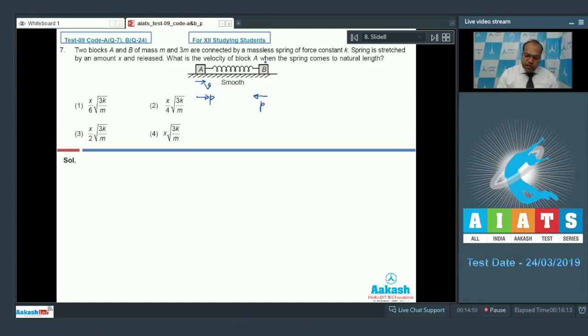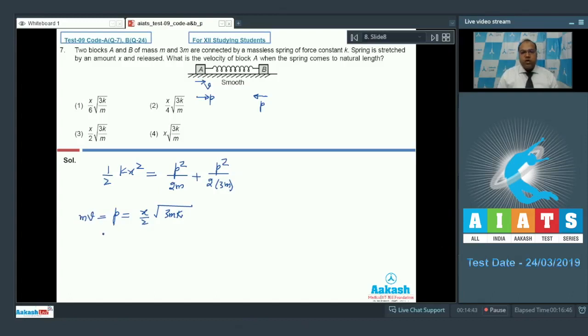So the initial energy stored in the spring is half kx square, and that must be equal to the kinetic energy of the blocks when the spring attains natural length. The kinetic energy of block A can be written as p square by 2m, and the kinetic energy of block B can be written as p square by 2 into 3m. If I solve this equation, the value of p comes out to be x by 2 into under root of 3mk, and this p is equal to m into v.